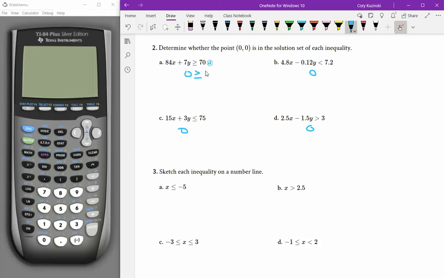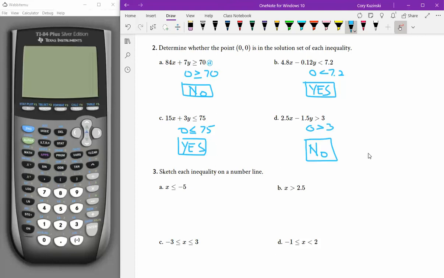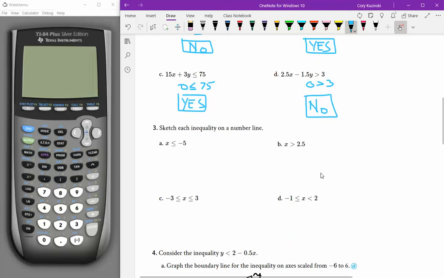So the question is, is 0 greater than or equal to 70? And the answer to that question is no. Is 0 less than 7.2? Yes, it is. So 0, 0 is a solution to that inequality. Is 0 less than or equal to 75? Yes. So 0, 0 is a solution of that inequality. And is 0 greater than or equal to 3, or greater than 3? No, it's not. So it's not a solution of that inequality.